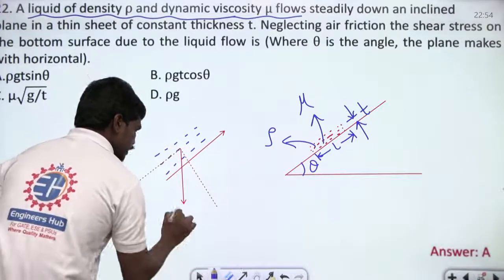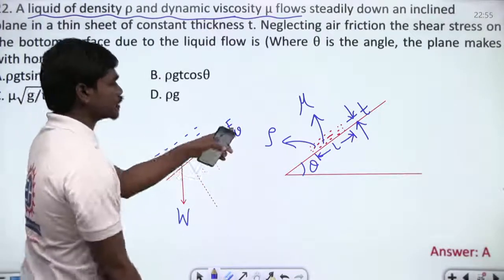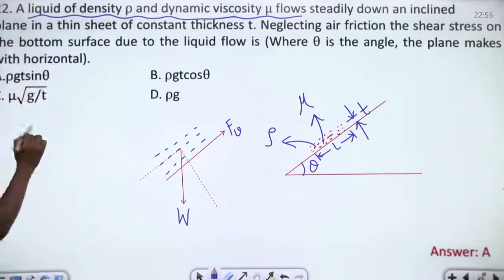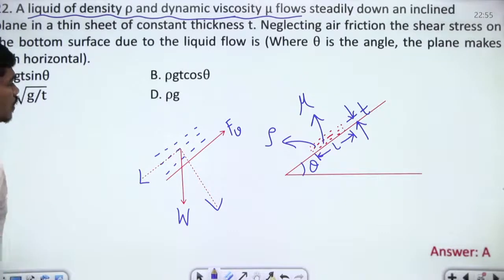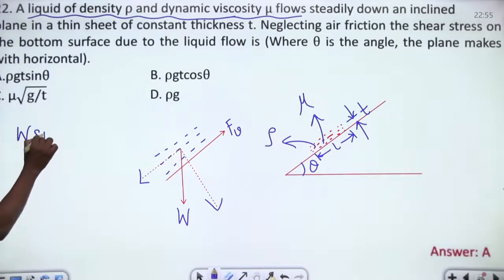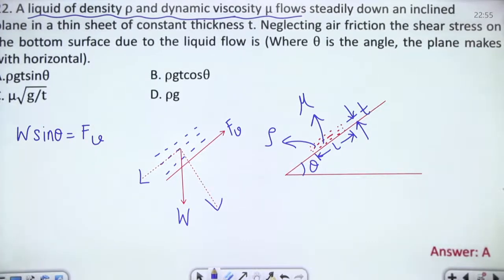So if you see, this is the weight of the liquid and this is your viscous force, and this viscous force is nothing but shear stress times area. So let us try to identify this. If this is moving at steady state, then this weight component should be equal to Fv. Correct? So W sin theta should be equal to Fv, the viscous force. And what about W? W is nothing but the density of the fluid times volume.